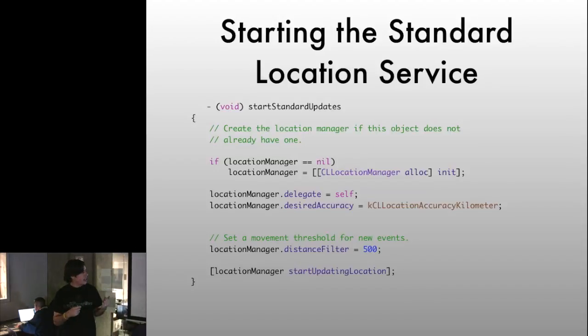And then there is a distance filter for how far the user needs to move before a new location change event is fired. In this case, this is in units of meters, so in this case that's half a kilometer. And then you just tell the location manager to start updating the location. And as location data comes in, it will call the delegate methods, and I'll get to those in a second.